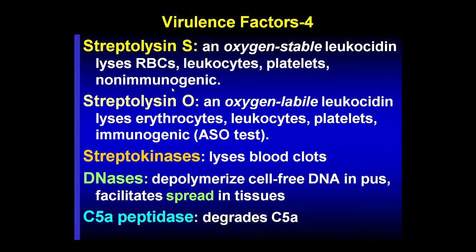So some more of the virulence factors found in streptococci. We may have at least two types of streptolysin, so-called streptolysin S and O.